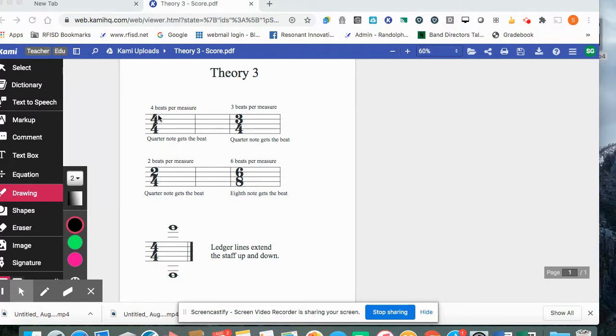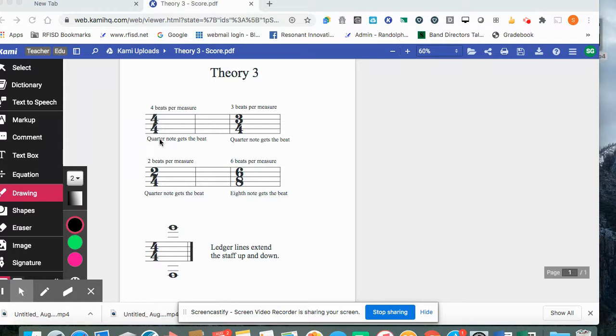Remember, a measure is the space from one bar line to the next. So the top number of a time signature tells us the number of beats per measure. In this instance, it tells us there are 4 beats per measure. That means there are going to be 4 foot taps before you hit a bar line. This one says there are going to be 3 foot taps. This one has 2. This one has 6.